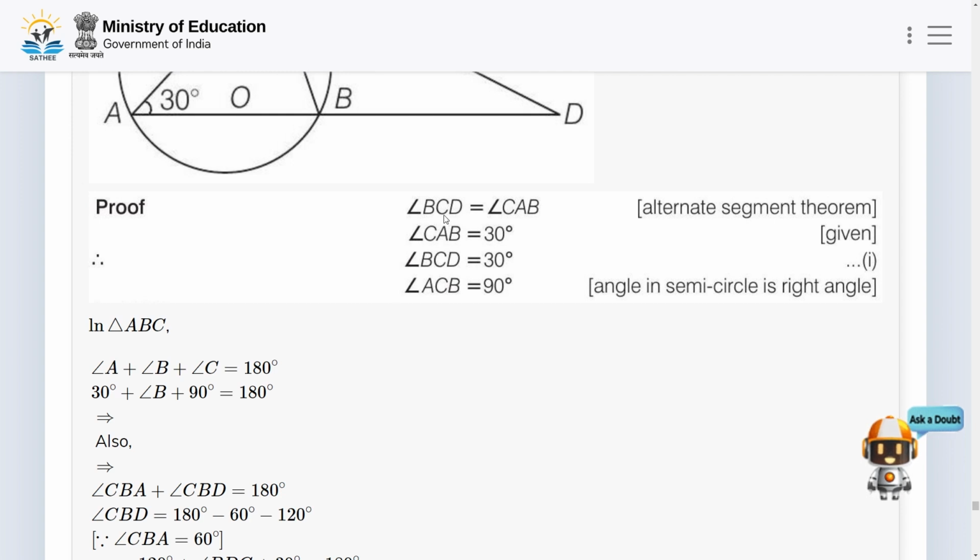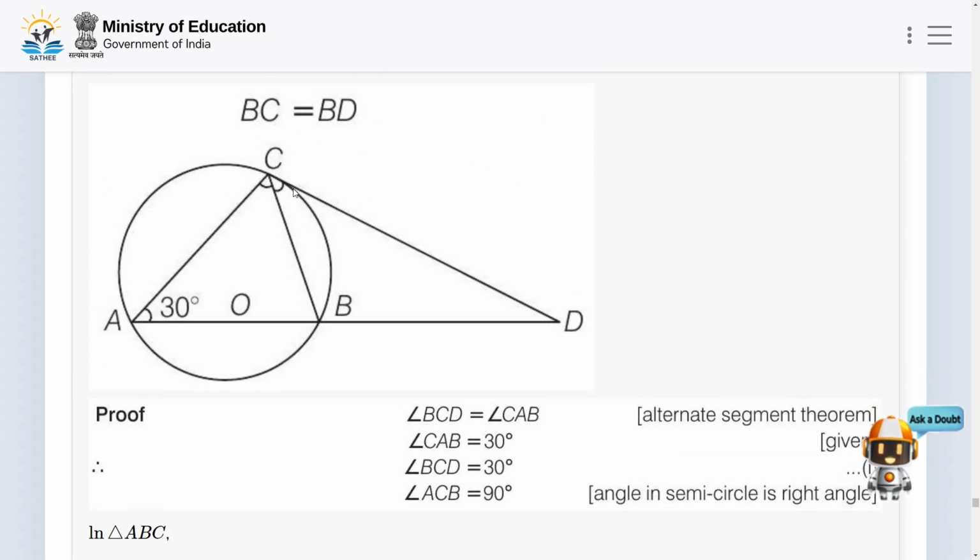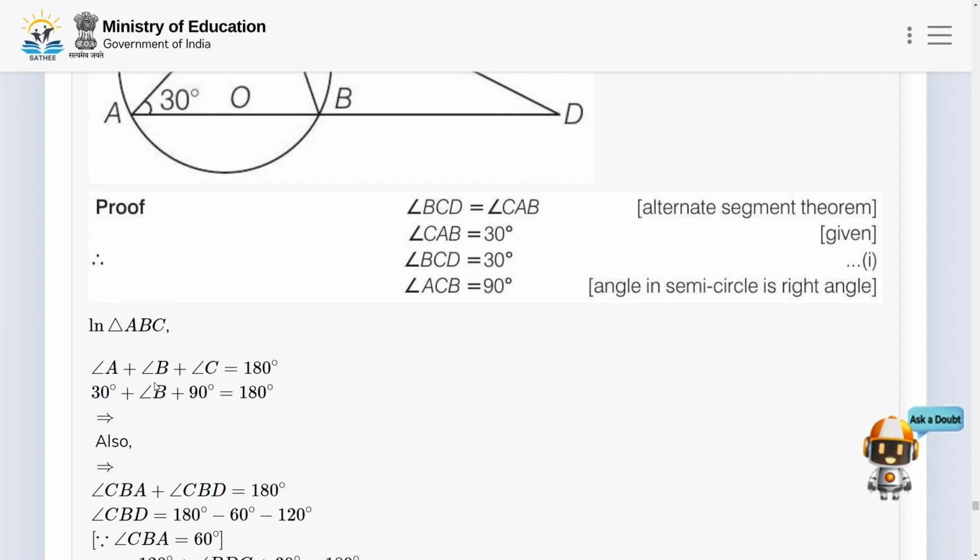So here angle BCD is equal to angle CAB by the alternate segment theorem, and angle CAB is equal to 30 degrees, that is given to us. So angle BCD is equal to 30 degrees. Okay, so angle ACB is equal to 90 degrees, angle in a semicircle is a right angle. So in triangle ABC, angle A plus angle B plus angle C is equal to 180 degrees, and it implies 30 degrees plus angle B plus 90 degrees is equal to 180 degrees, and it implies angle B is equal to 60 degrees.